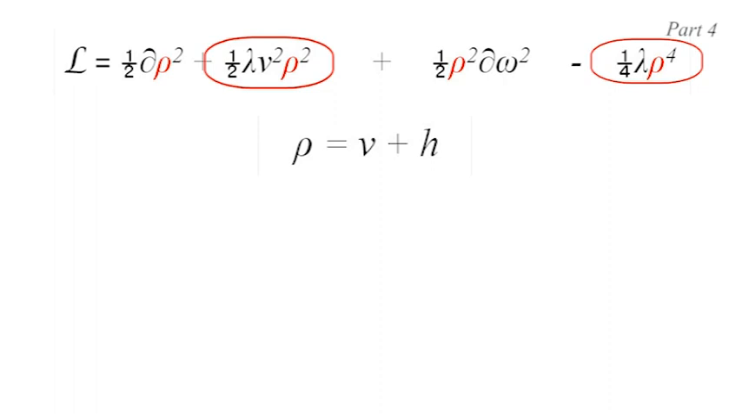The reason is that some of the extra terms that come out of the second term when ρ equals v plus h is substituted will be very similar to some of the extra terms that come out of the fourth term.